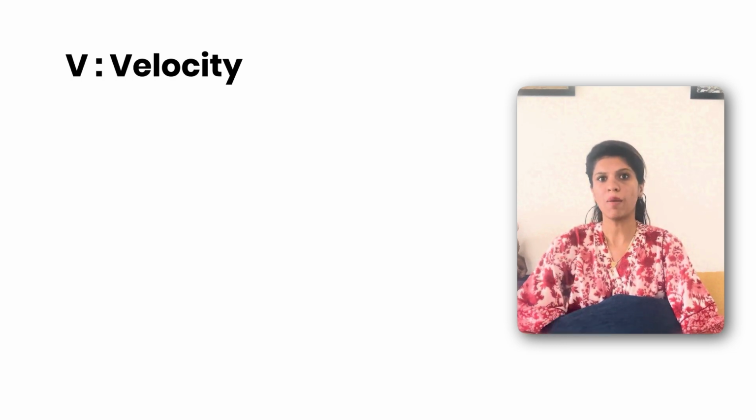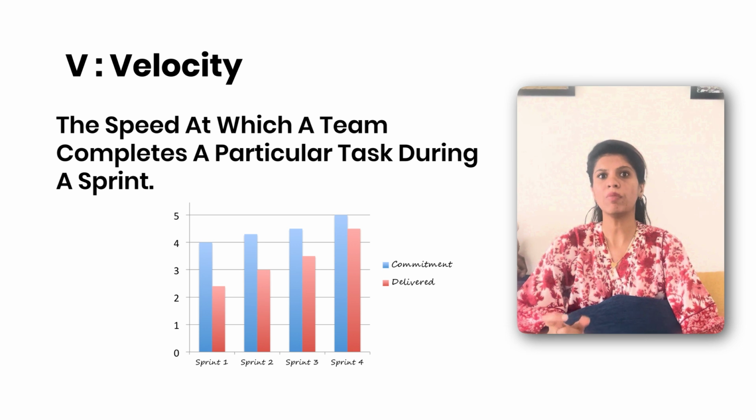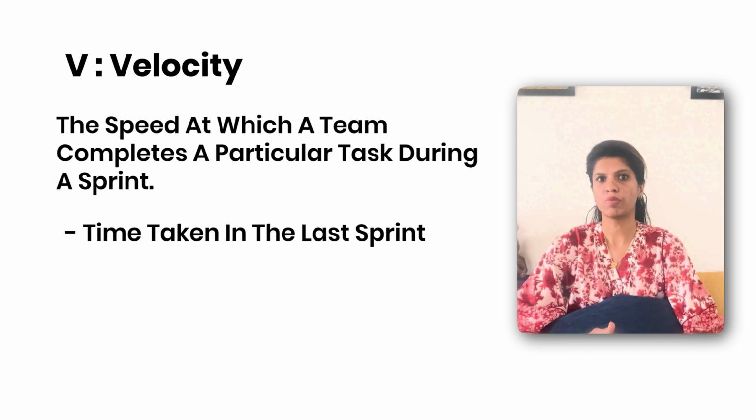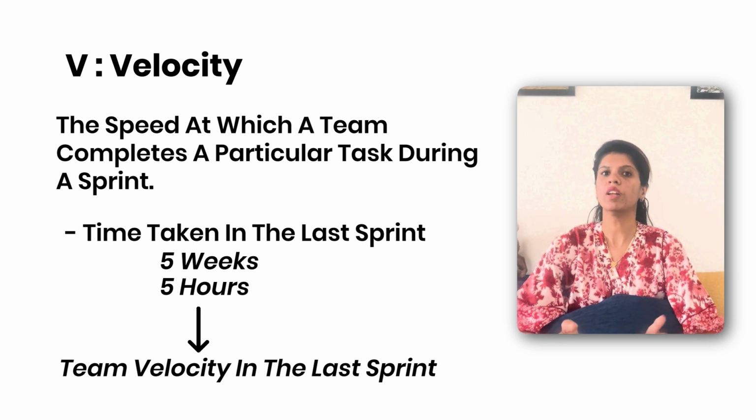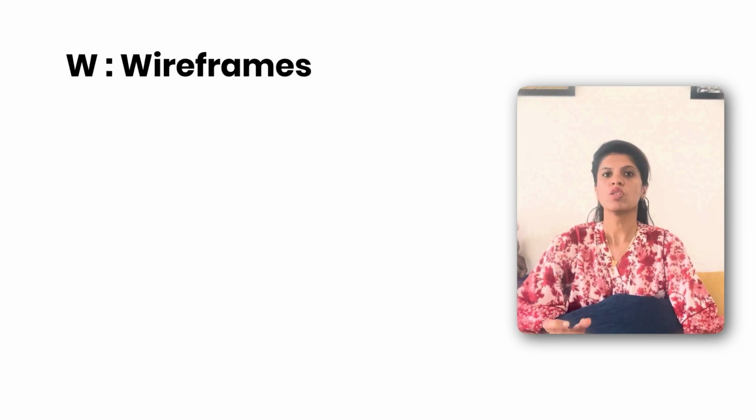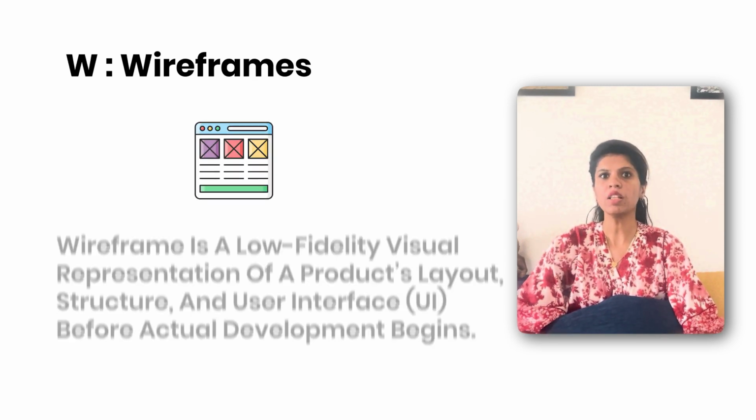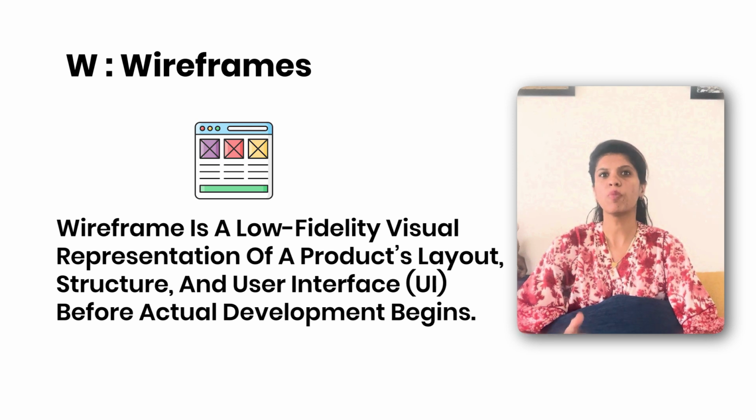Velocity. It's the amount of time a team takes to complete a particular task in the sprint. So based on how much time was taken in the last sprint, I calculate, okay, 5 weeks or 5 hours was the team's velocity in that particular sprint. Wireframe. Wireframes are your 2D models, low fidelity models, or more of a prototype which the product manager shares with the design team so that they can start working on the final design.